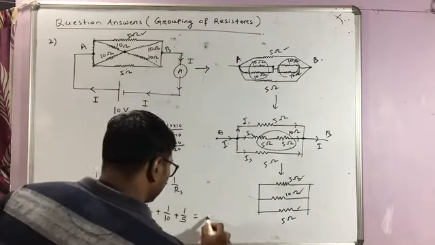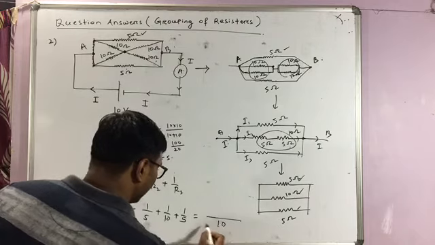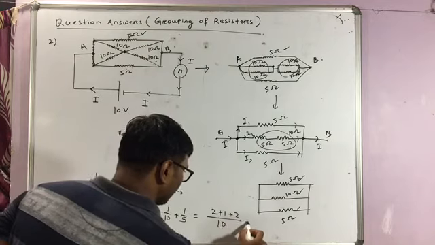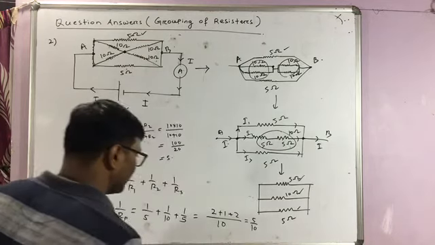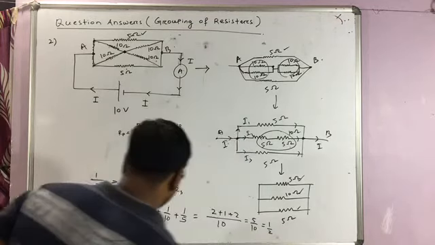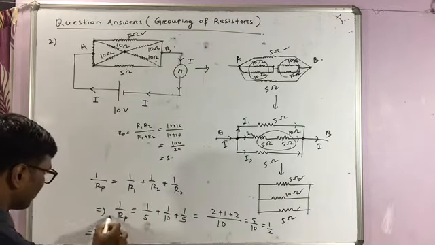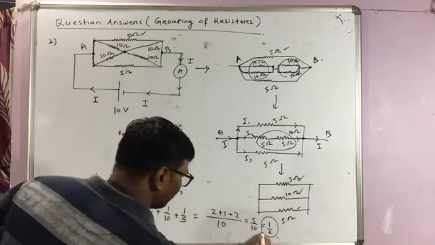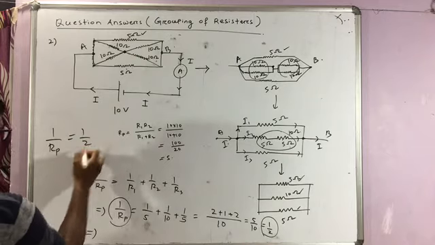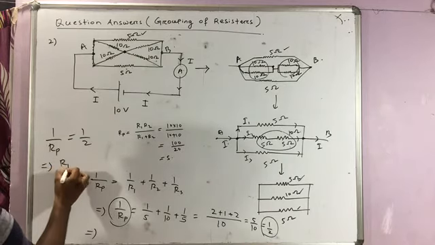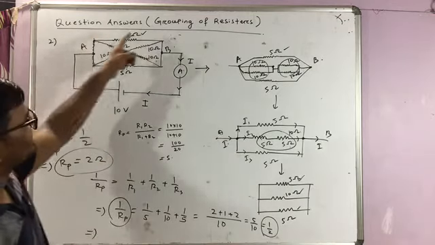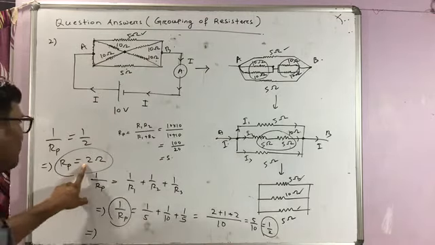Which is equal to, we take the LCM, 10, so which is 2 plus 1 plus 2, so 5 by 10, which is 1 by 2. So 1 by Rp is equal to 1 by 2 ohm, which implies Rp is equal to 2 ohm. So your effective resistance of this circuit is 2 ohm.